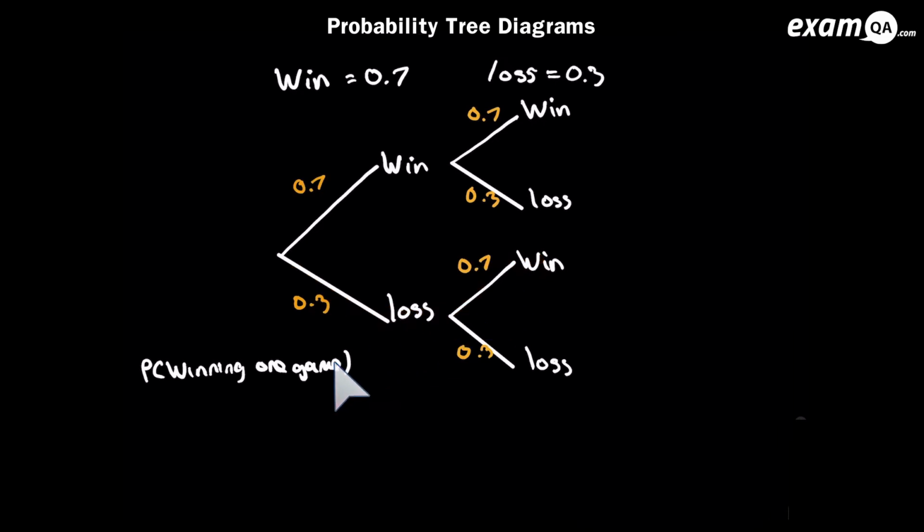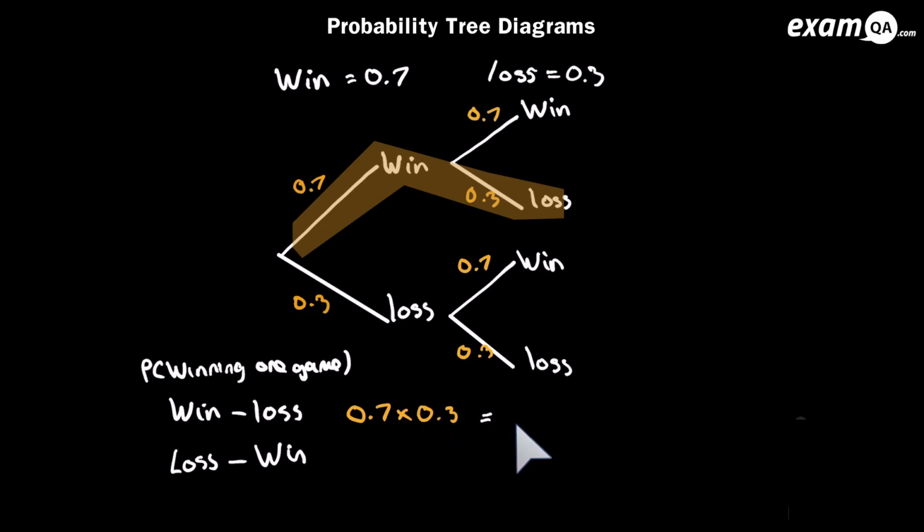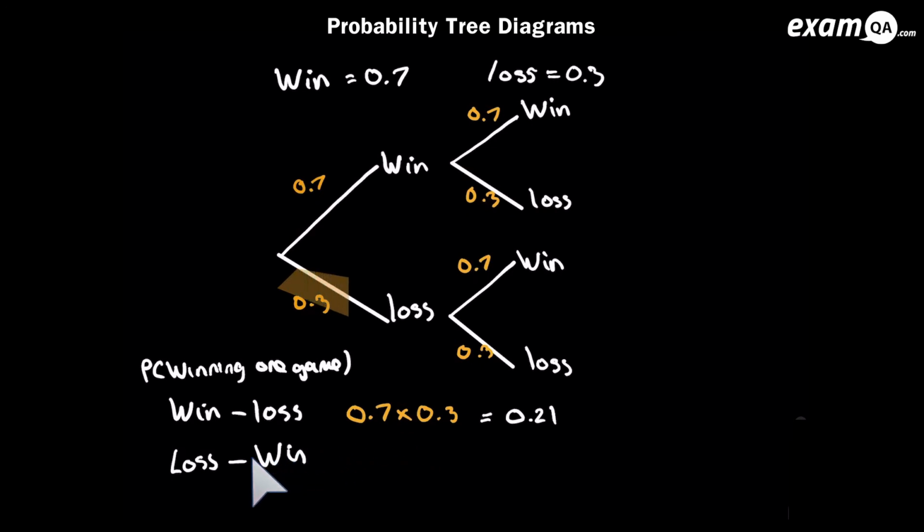So the first way of getting one win, we're going to do win followed by a loss. That's this highlighted route. And of course, when you're going along the tree diagram like this, as I said before, you multiply. And that gives us 0.21. Next, we'll do loss followed by win, because this also answers the question of having one win. And here you can see it'll be 0.3 followed by 0.7. And again, we multiply when we go along the tree diagram. And that also gives us 0.21.